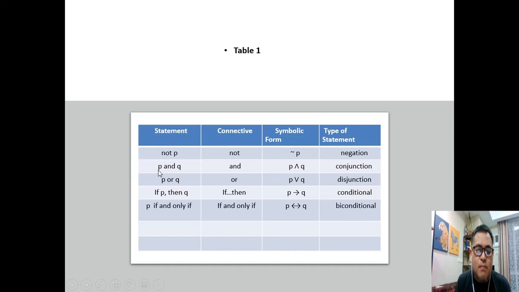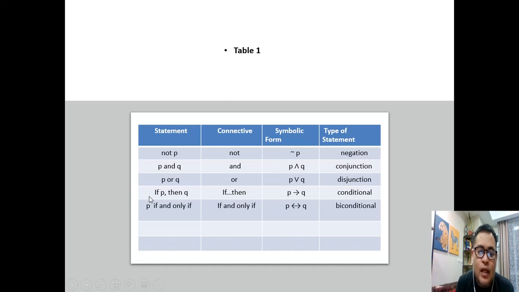Okay, the statement P and Q, the connective is and. If you happen to read and, the symbolic form is P caret Q, or the inverted V. That means conjunction. In English, of course, there is also conjunction. So when you combine two simple statements. Okay, P or Q. Take note of or as the connective, and the symbolic form is P V Q. So a simple statement, or, and another simple statement means disjunction.